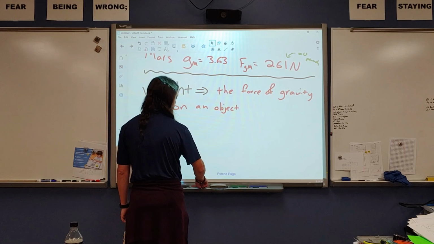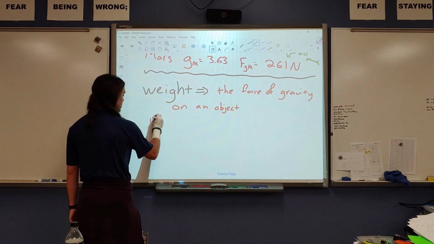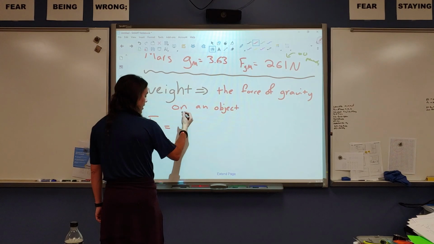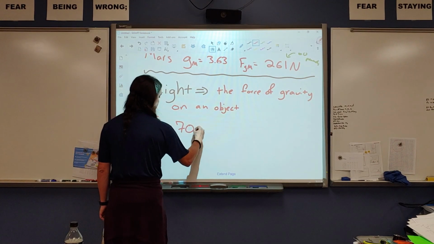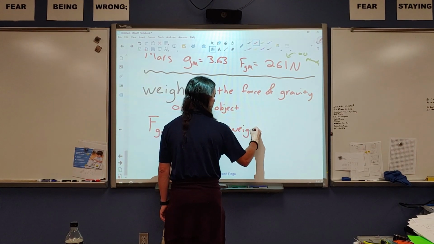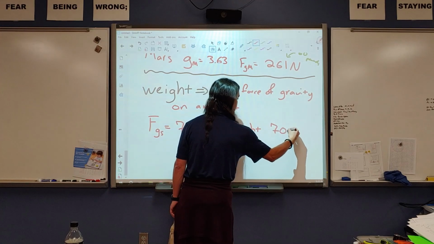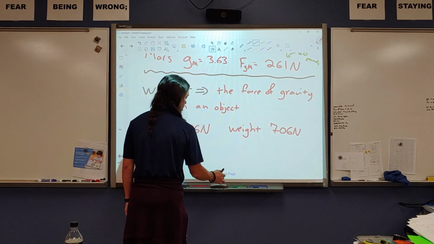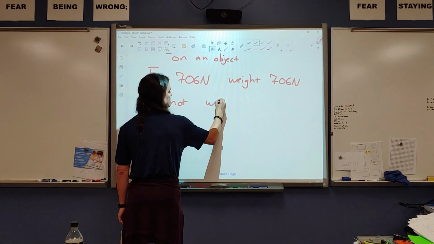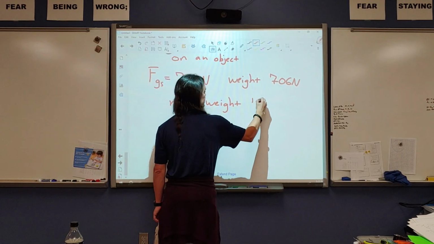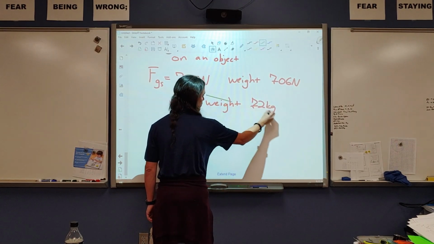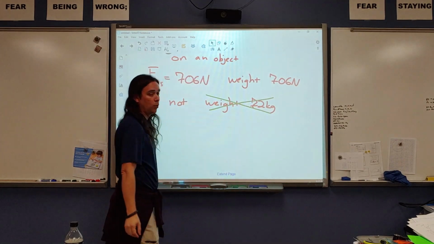So in this case, it is appropriate to say the force of gravity on Sanchez would be, at least near the surface of the Earth, 706 newtons. And therefore, Sanchez's weight is 706 newtons. It is not appropriate to say that my weight is 72 kilograms. This is a no-no. The metric countries are doing it wrong.